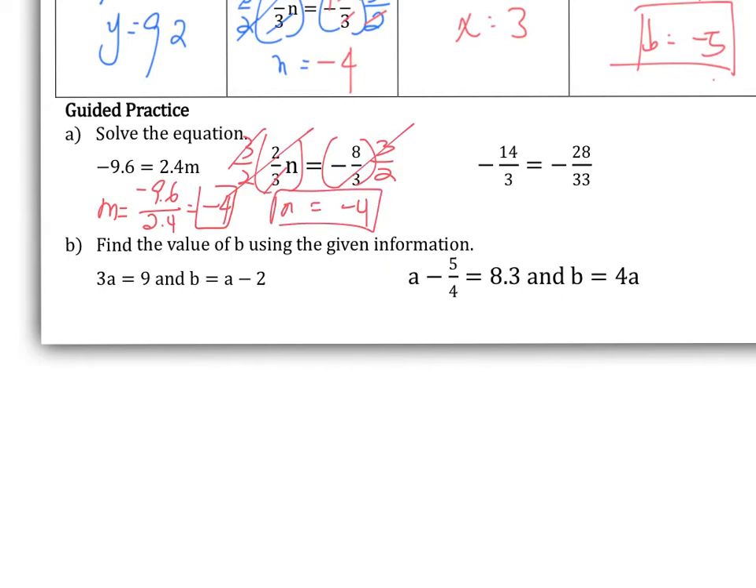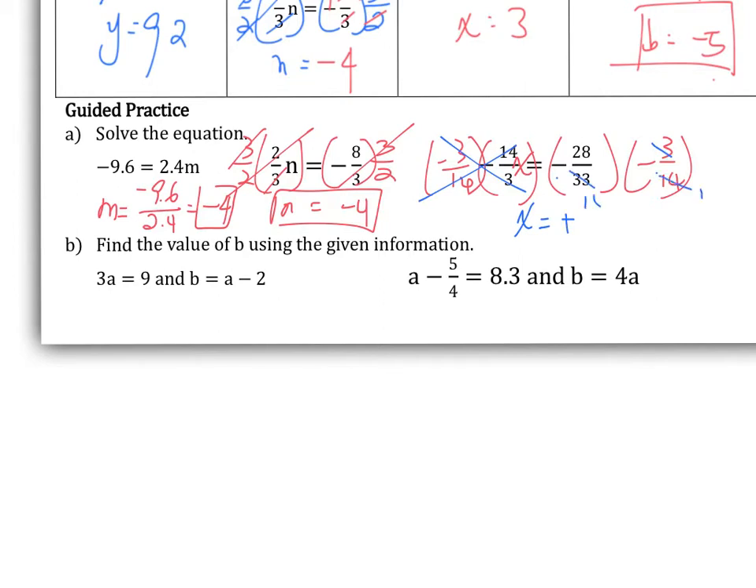And for this one, let's put the x in here. And we can multiply by negative 3 over 14. Okay, so this is all canceled out. X would equal negative, negative, positive. 2 over 11.